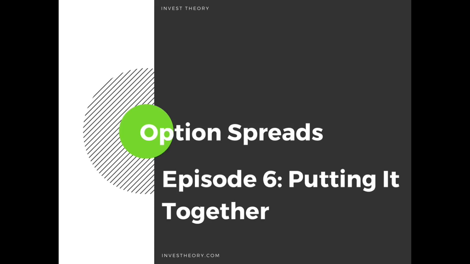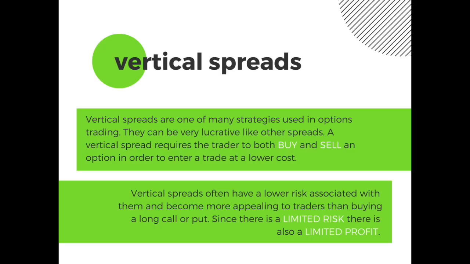Welcome to our final episode and conclusion to our 6-part series on vertical option spreads. As a recap, vertical spreads are one of many different strategies used to trade options. They can be very lucrative, just like other spreads. A vertical spread requires the trader to both buy and sell an option contract with the same expiration date in order to enter a trade at a lower cost.